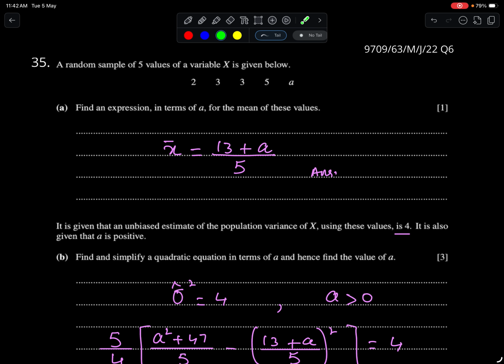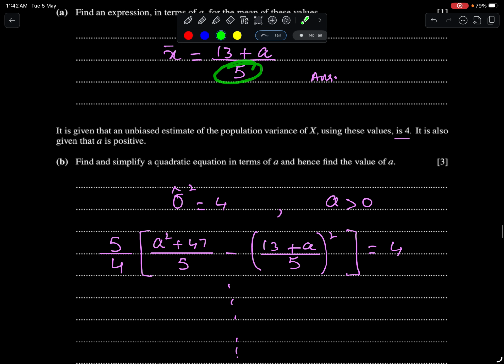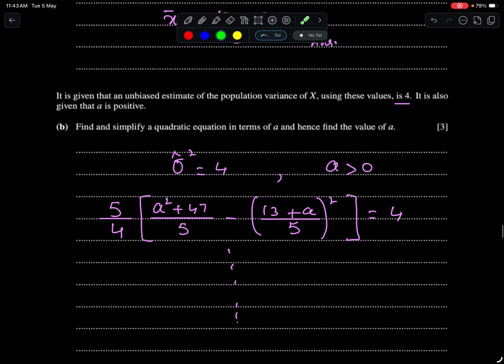Find an expression in terms of A for the mean of these values. This is very simple, just add all and divide by 5. It is given that an unbiased estimate of the population variance using these values is 4, and A is positive, so we need the value of A. This is the formula: n_s upon n_s minus 1 times (sigma x square divided by n_s, minus mean square) equals 4. Just solve this for A.